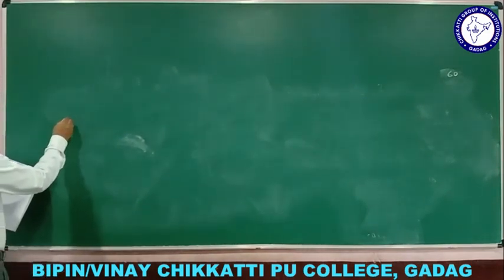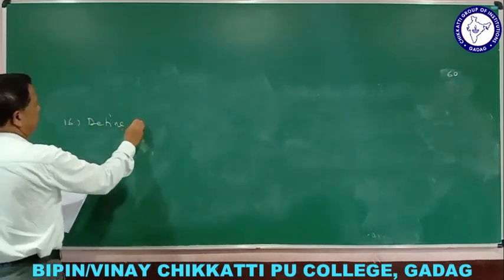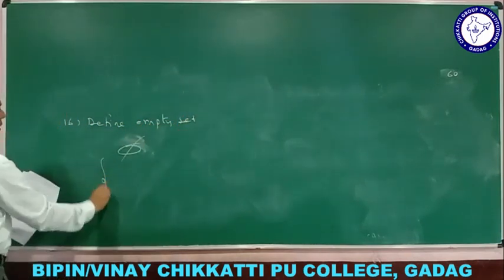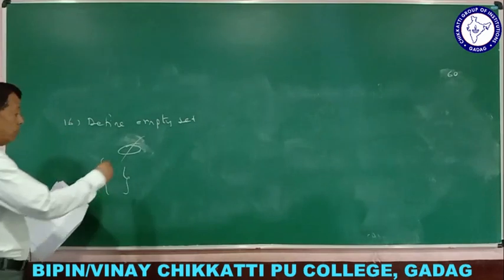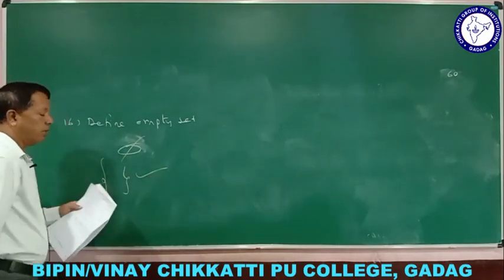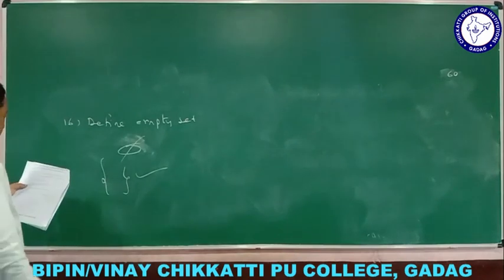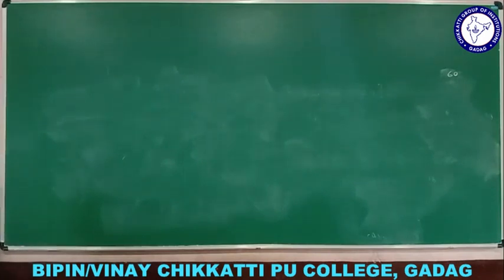And you can see the next question is 16. The question may be asked: define empty set. You know, the empty set is denoted by like this or like this. So what is an empty set? A set which does not contain any element is called an empty set, and that is denoted by like this. Once again, a set which does not contain any element is called an empty set.